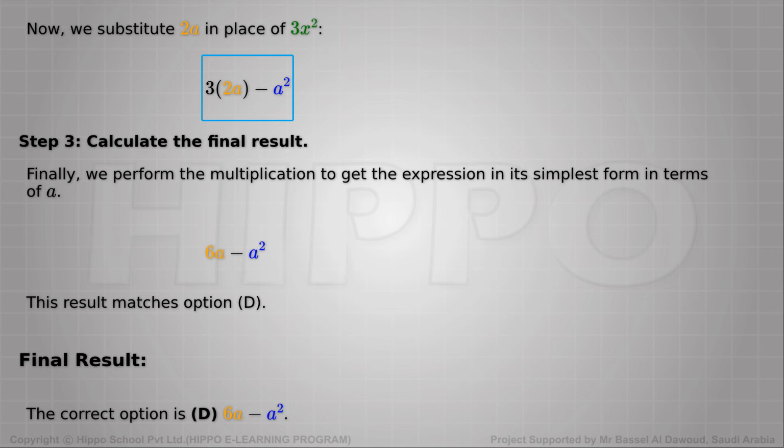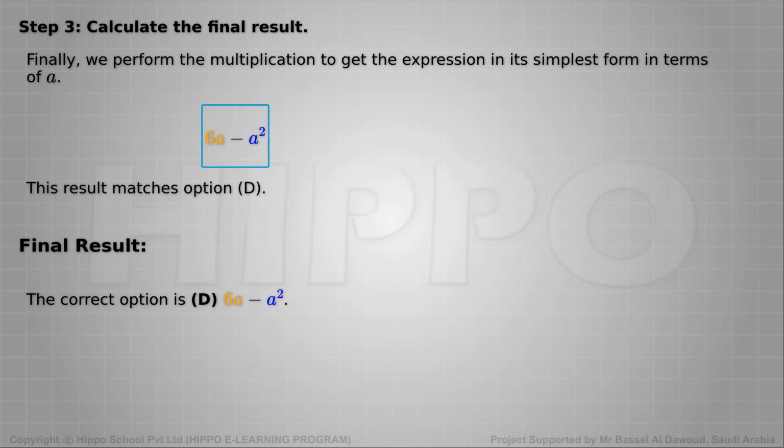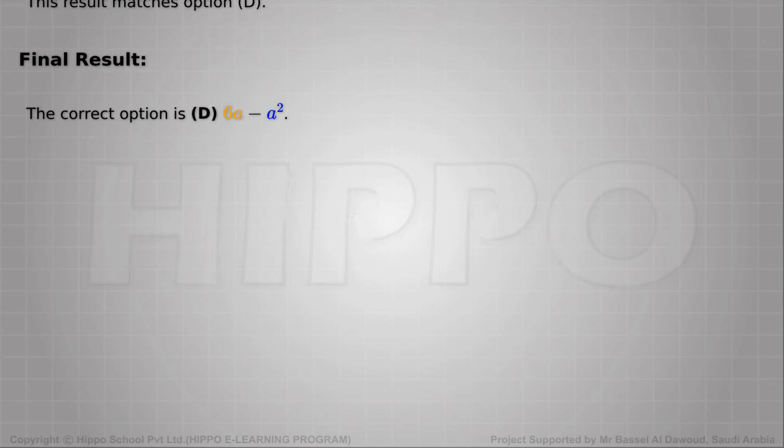We are at the final step, step 3. All we have to do now is perform the last calculation. Our expression is 3 times 2a minus a squared. Multiplying 3 by 2a gives us 6a. So the final simplified expression is 6a minus a squared. This result matches option D from the choices we were given. And so, we have our answer. The value of the expression is 6a minus a squared, which corresponds to option D.